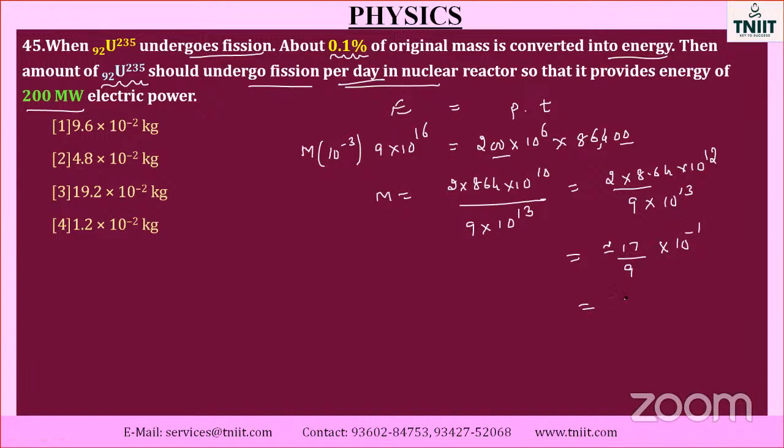So this is approximately, you can say, 10 power minus 1. 17 by 9 is approximately 2. Close to 2 into 10 power minus 1. Or you can take this as 20 into 10 power minus 2 kg. So approximately you can take 19.2 into 10 power minus 2 kg.